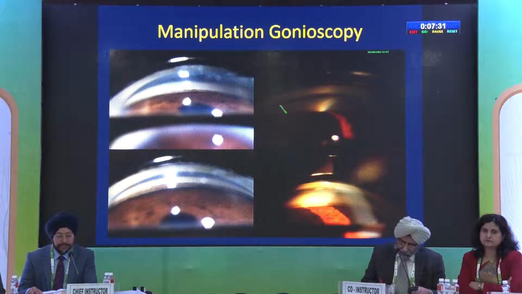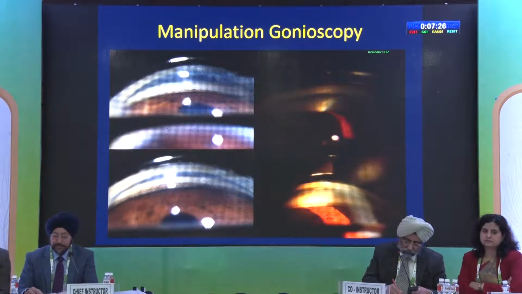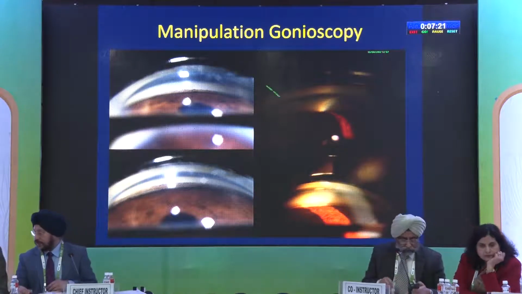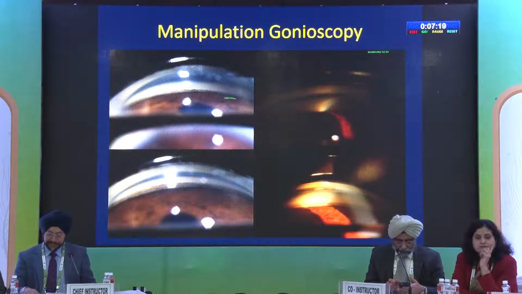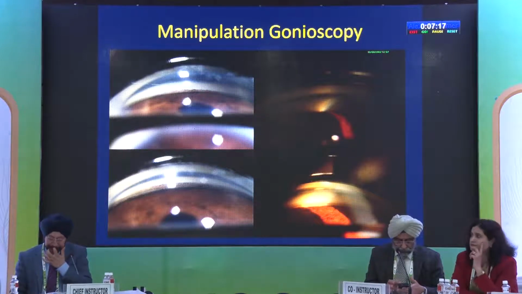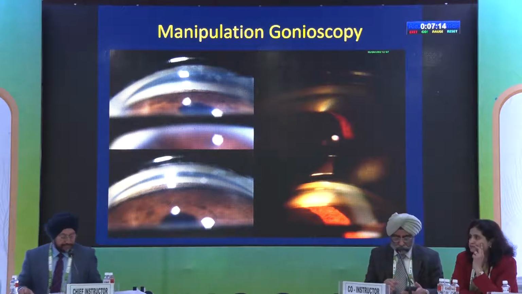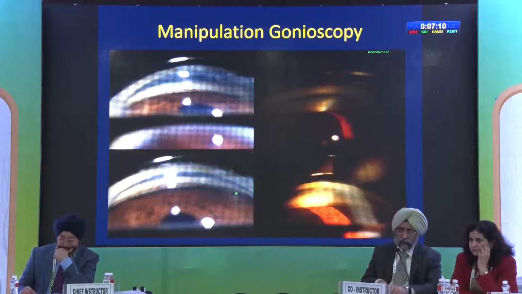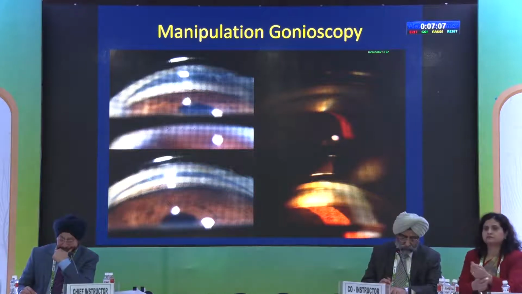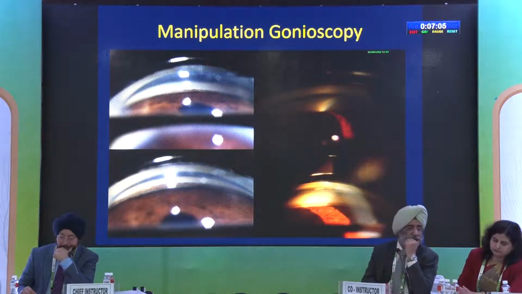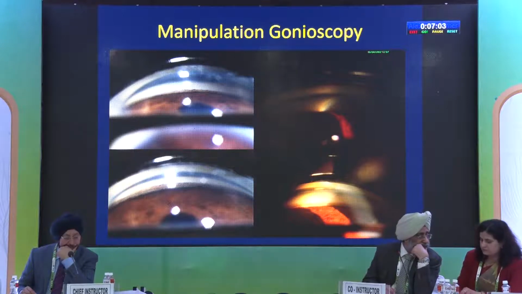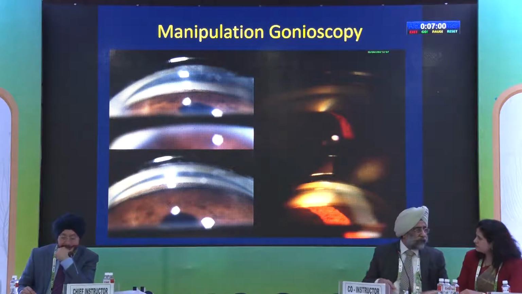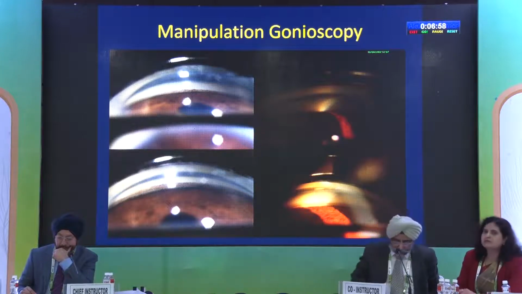So while you're doing the manipulation gonioscopy, you ask the patient to look towards the mirror that you're seeing in or opposite to the angle that you're viewing. While you ask the patient to look opposite to the angle you're viewing, you can see that in this case there is no angle structure that is visible, but when the patient looks towards the mirror, the angle structures and even the ciliary body band become visible, and there is no other abnormality that is seen in the angle. This is a primary angle closure suspect case where at least 180 degrees of the angle is occludable or not visible in the primary gaze.